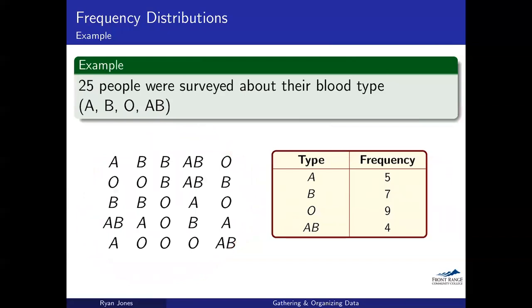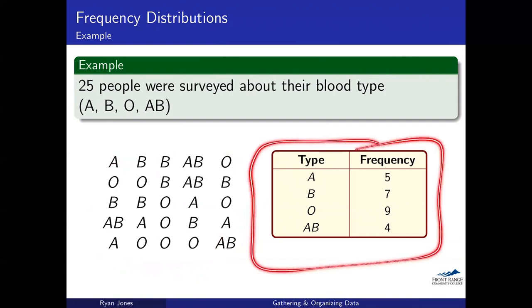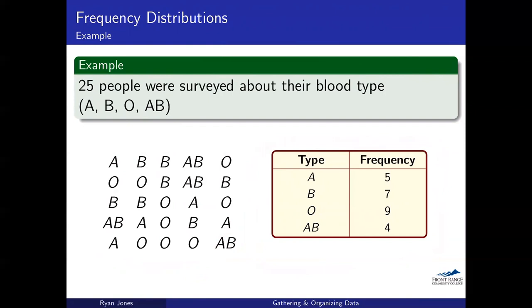If I were to survey 1,000 people, I don't want to write a grid out that's going to include all of those people individually. I want to just make a frequency distribution that just tells me how many of each I have. And so this is really just a table. It just tells you how often each thing occurs.